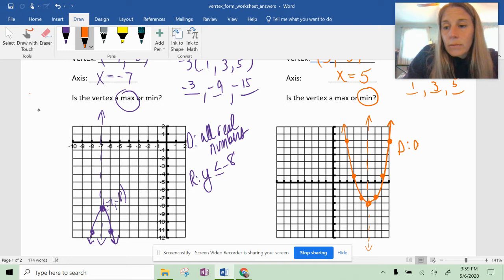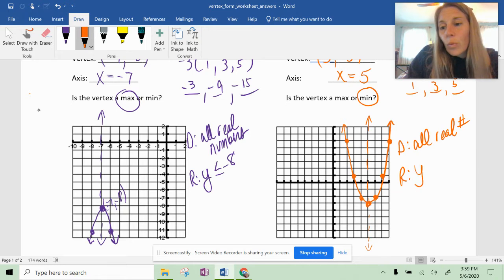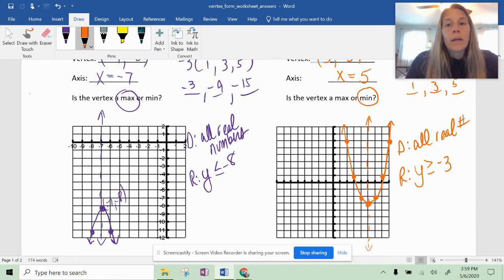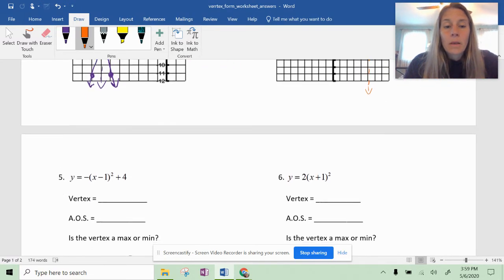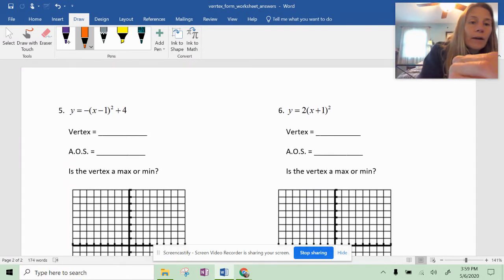Our domain, all real numbers. The range, since this one's opening up, y is greater than or equal to, and then the y value of my vertex, which was -3. All right, so hopefully it's starting to click. All right, so we got 2 more graphing problems.